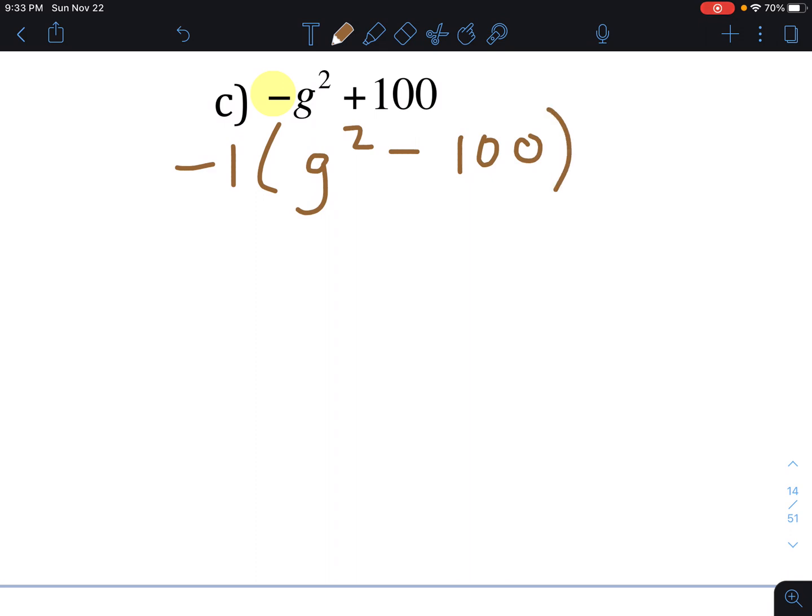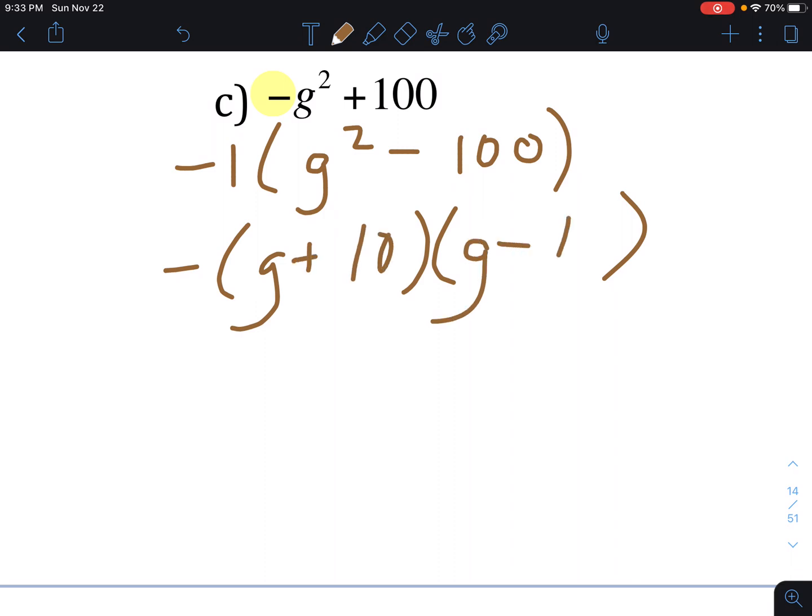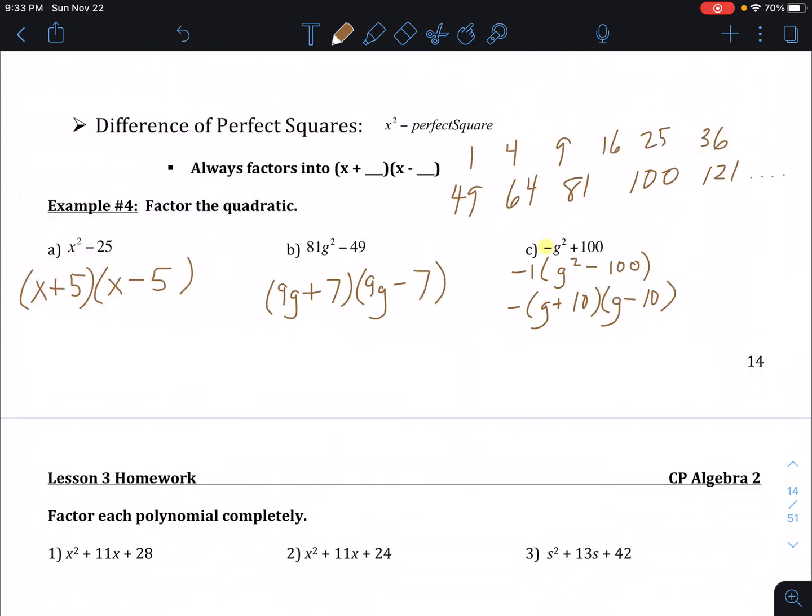What happened? It turned into a difference of squares. So now we can bring down the negative and we can do our difference of squares. G plus, g minus, and then the square root of 100, we write 10s. So that's only 3 examples. Please feel free, if you want to see more examples, go on to YouTube and type in difference of perfect squares.